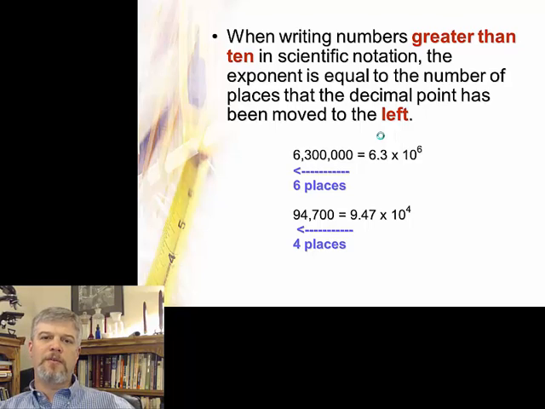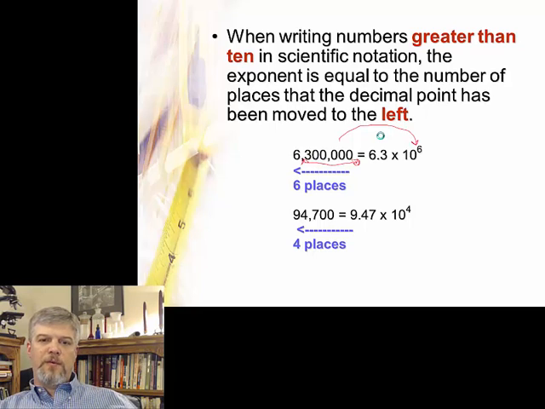So if you're writing a number greater than 10 in scientific notation, then your exponent is equal to the number of places that your decimal point had to be moved to the left. So here we have a number 6,300,000. If we want to write this number in scientific notation, we have to again locate where the decimal point is now, and it's right there. Okay, and then we're going to head to the left 6 spaces until we get to a number 6.3, which is between 1 and 10, and then take the number of spaces we move to the left, and that becomes now our exponent in the power of 10.